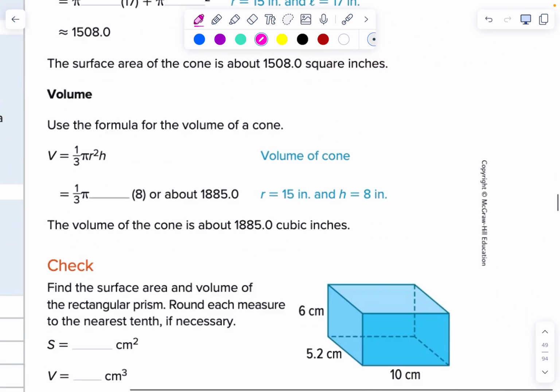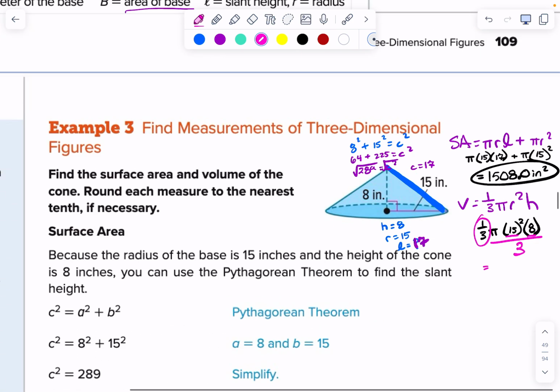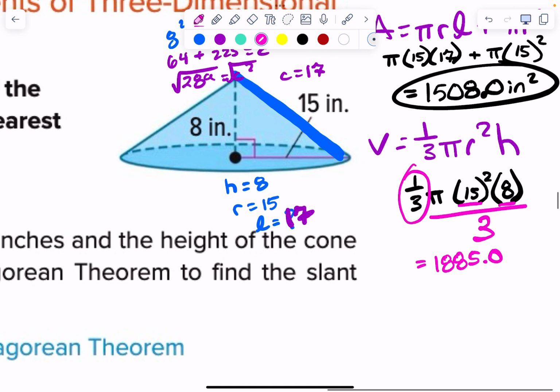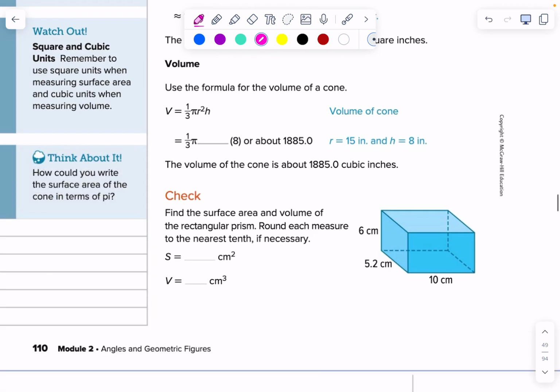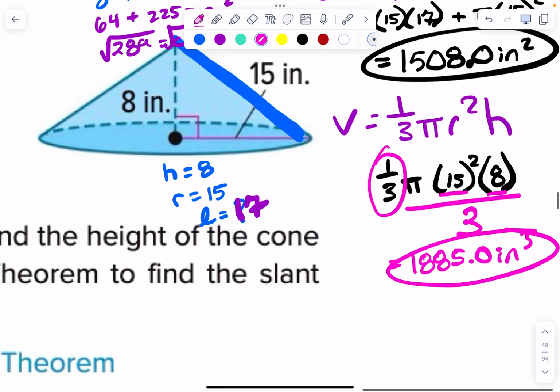I didn't get it. Oh, 1885. No, cheater. Wrong. Is that right? Yeah. 1885.0 inches cubed. Yep. You put the wrong formula. Do I round all of them, or just round the 9 up? Just the ones that round the 9 up. Yes, good question.